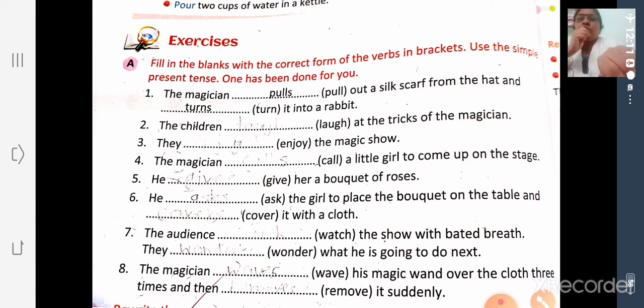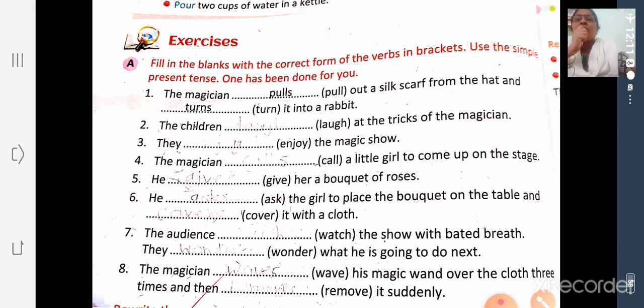Okay, first question. The magician dash a silk scarf from the hat and dash it into the rabbit. The magician is singular, so we have to add s or es to the base form. Pull, pulls. And turn, turns.